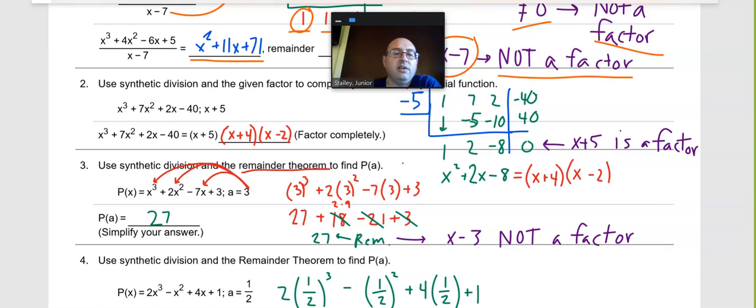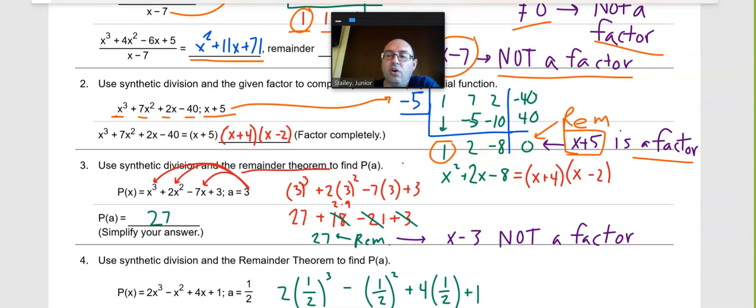Question 2, more synthetic division. So here we have x plus 5, which produces negative 5 for my 0, right? Carry down the 1. Oh, and we have to look at this and go, okay, there's no missing terms, right? 1, 7, 2, negative 40. And then just multiply, add, multiply, add, multiply, add. Whoa, look there, we got a remainder of 0. What does that mean? x plus 5 is a factor.